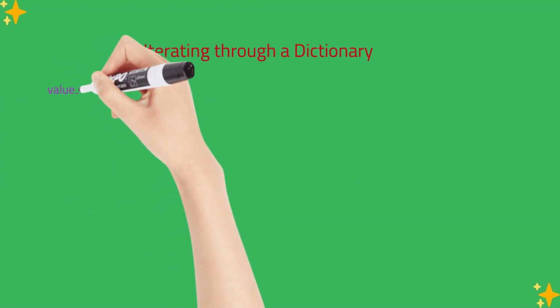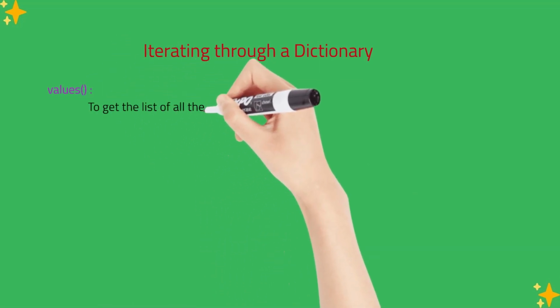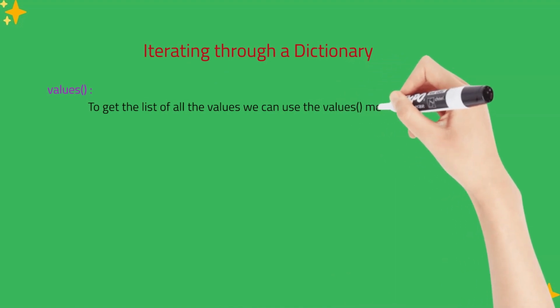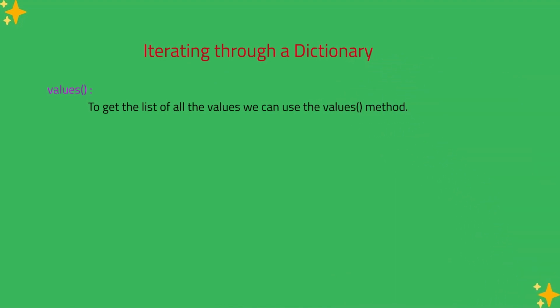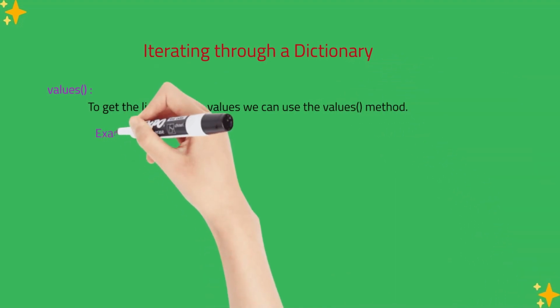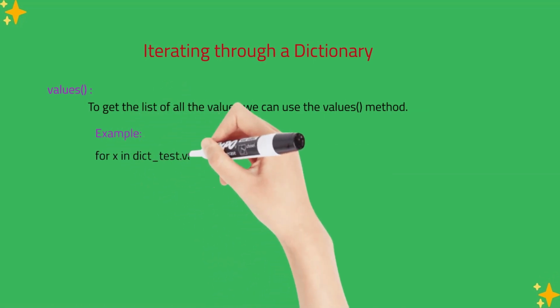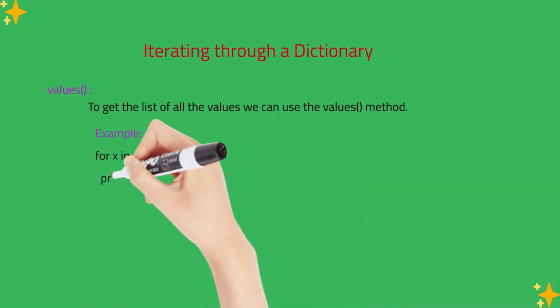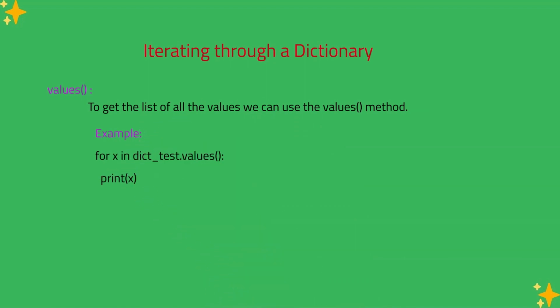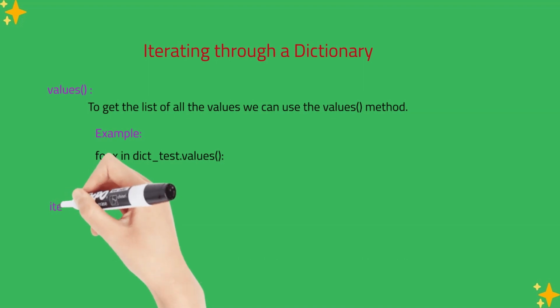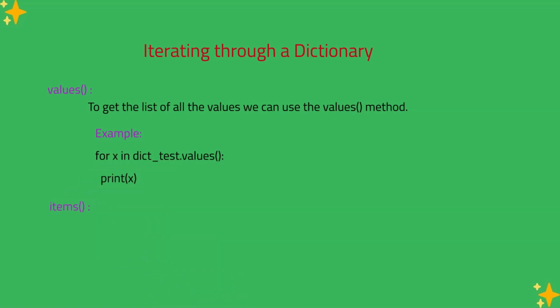Second is the values method. It is used to get the list of all the values present in a dictionary. For example, for variable x in dictionary named dict_test.values method followed by a colon. Then the print statement is used to print the values of the dictionary one by one until the end of the loop.